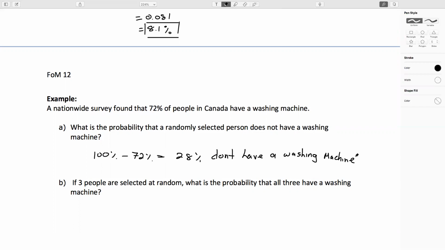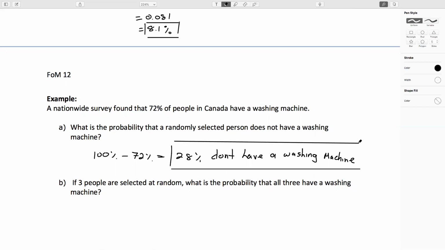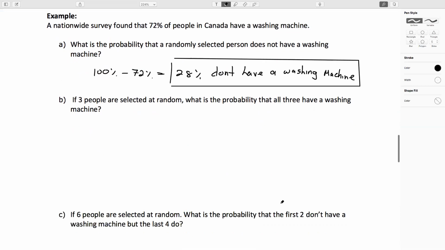Technically, this is a mutually exclusive thing. You can't both have a washing machine and not have one. I guess technically you could have one that's broken, but that's not really part of this problem. So because of that, they both have to add to 100. And I know one of them is 72, so the other one is 100 minus 72. Now that we have our probabilities, we can start constructing the probability of specific events happening.